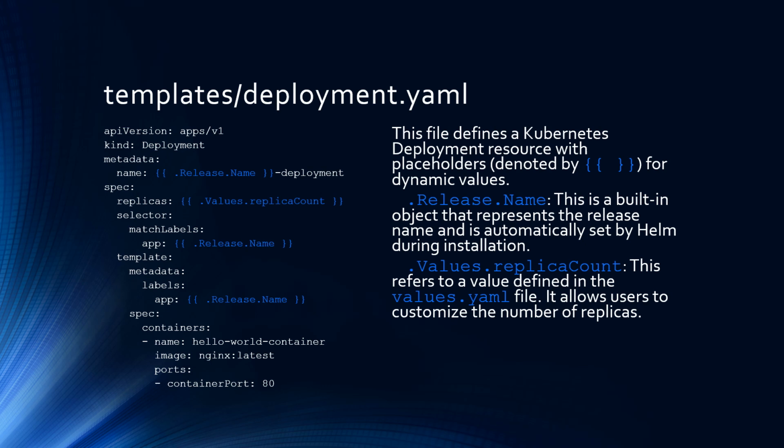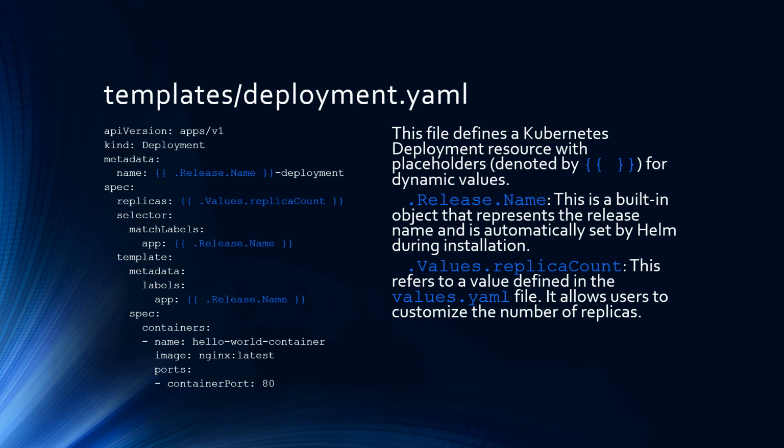Let's dive into one of the most important files in our Hello World chart, the deployment.yaml template. This file demonstrates the power of Helm's templating system and how it brings flexibility to your Kubernetes deployments. The deployment.yaml file we're examining is a Kubernetes deployment resource definition with Helm template directives. Let's break down the key elements.